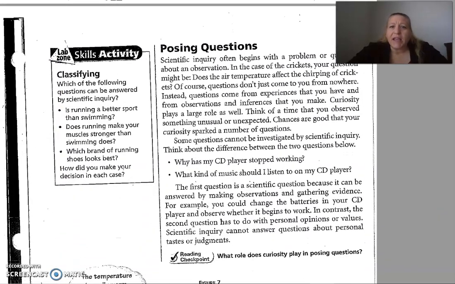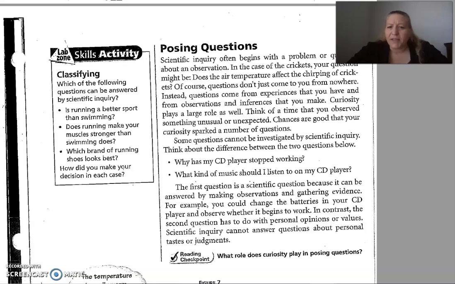So, the first thing we're going to do is pose a question. Scientific inquiry often begins with a problem or question about an observation. In the case of the crickets, your question might be, does the air temperature affect the chirping of crickets? Of course, questions don't just come to you from nowhere. Instead, questions come from experiences you have had, and from observations and inferences that you make. Curiosity plays a large role as well. Think of a time that you observed something unusual or unexpected. Chances are good that your curiosity sparked a number of questions.